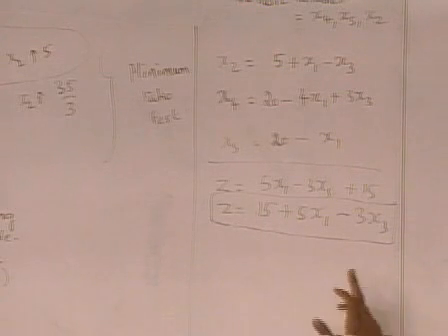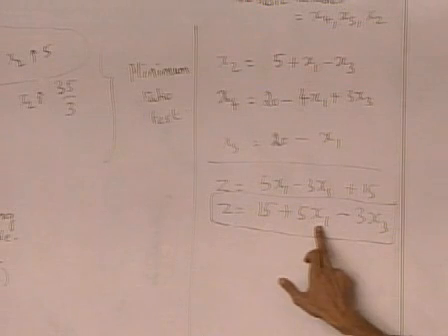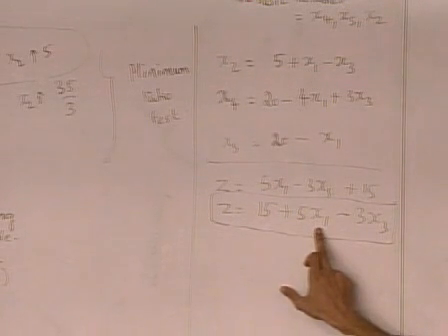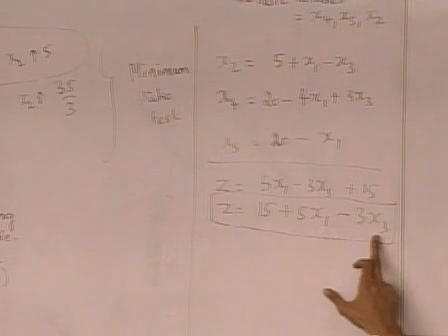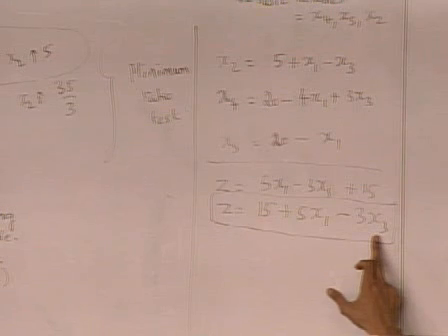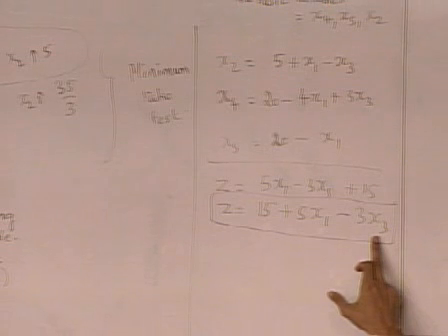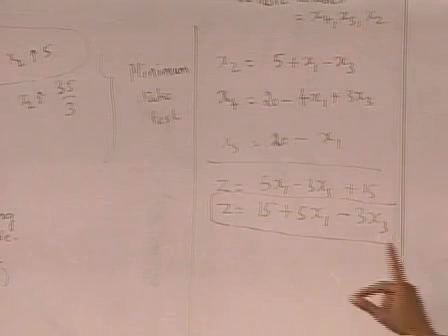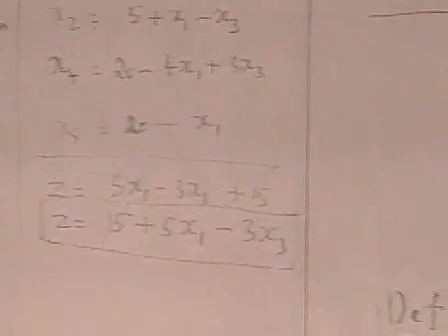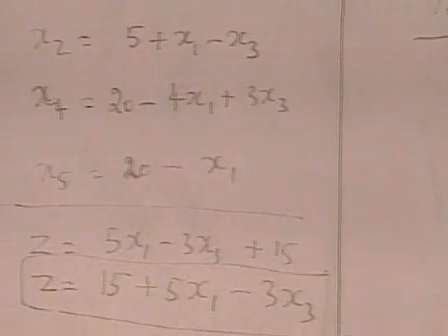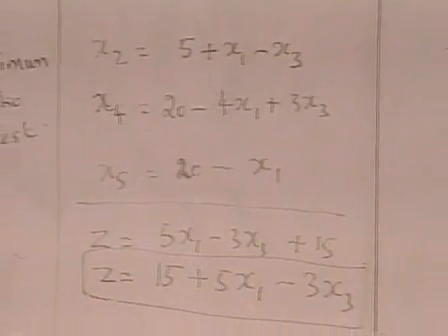Not only does it say that, it says if you increase the value of x1, you get $5 for every unit increase. And if you increase the value of x3 by 1, you get $3. I mean, you lose $3. Which is the same as saying if you decrease the value of x3 by 1, you get paid $3. Is that clear to everyone, the interpretation?